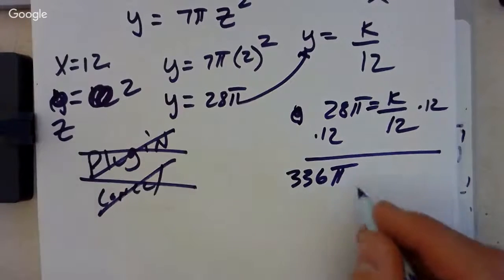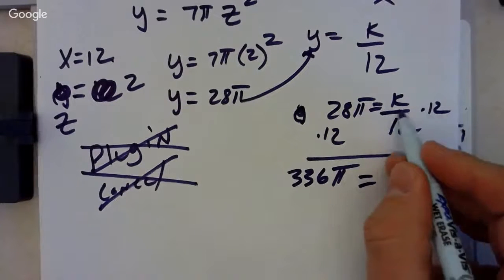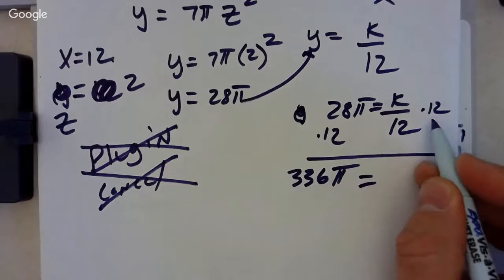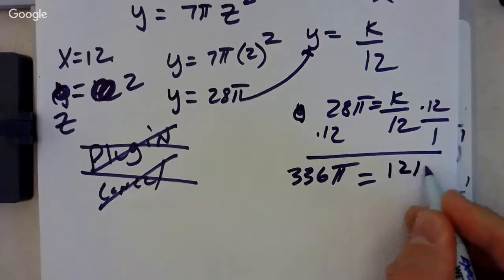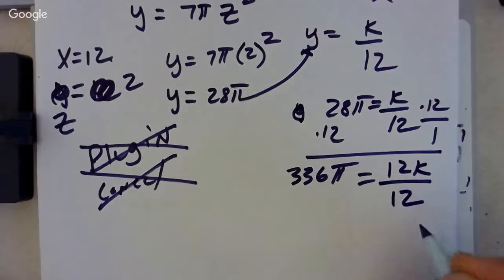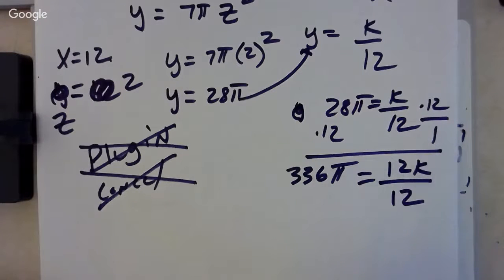336. Good job, Primavera. You are on your game today. What's over here? Well, we multiply. What's the denominator of 12, even though we're too lazy to write it? 1. And what's k times 12? And what's 12 times 1? Now, really conveniently, what's 12 divided by 12? 1, right. We multiplied so we could get a coefficient of 1.